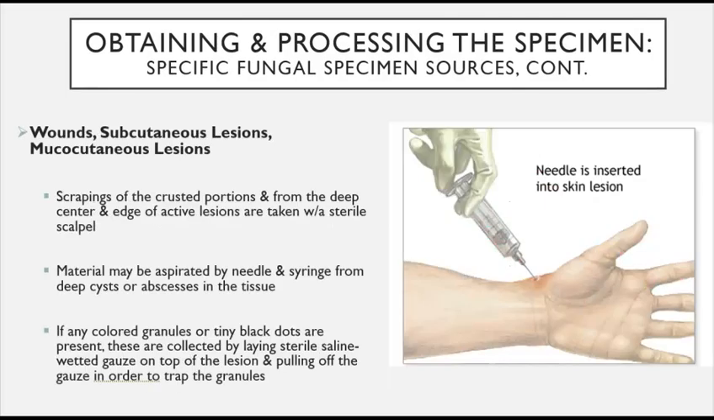For fungal wounds, subcutaneous lesions, and mucocutaneous lesions, scrapings of the crusted portions and from the deep center and edge of active lesions are taken with a sterile scalpel. Material may be aspirated by a needle or syringe from deep cysts or abscesses within the tissue. If any colored granules or tiny black dots are present, these are collected by laying sterile saline wetted gauze on top of the lesion and pulling off the gauze in order to trap the granules.